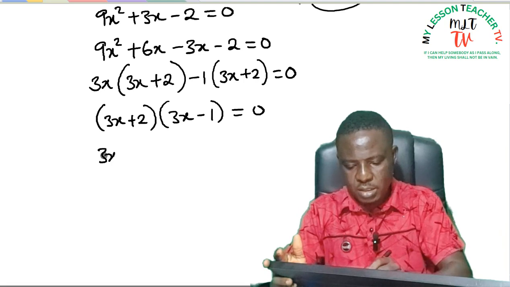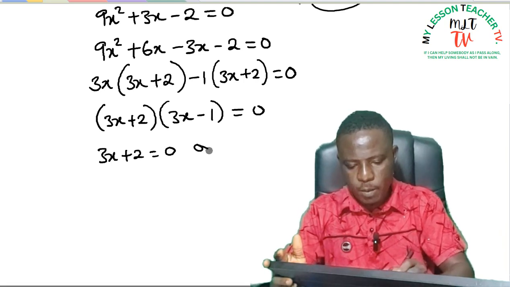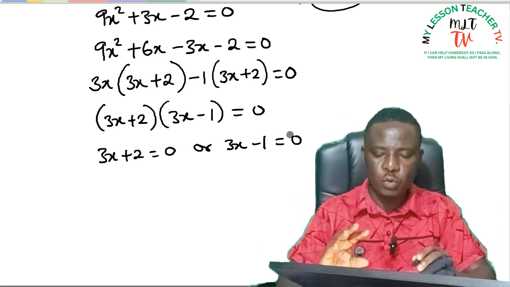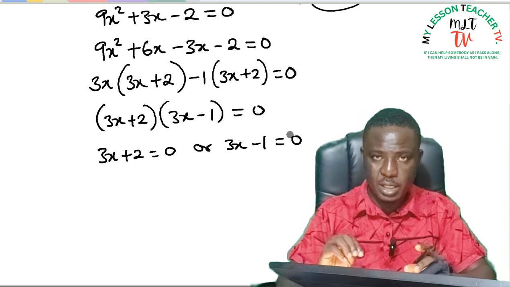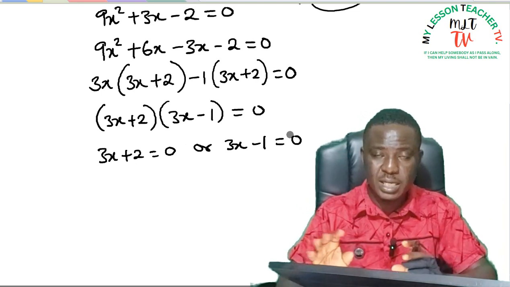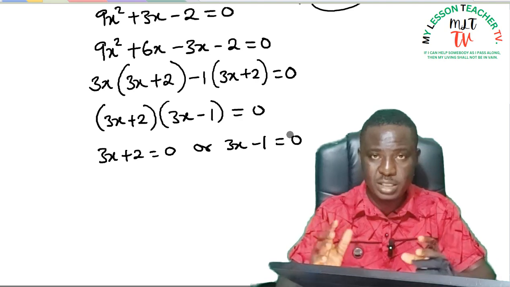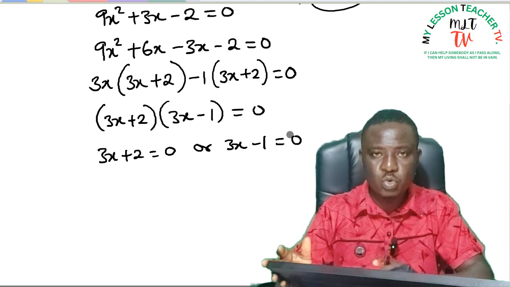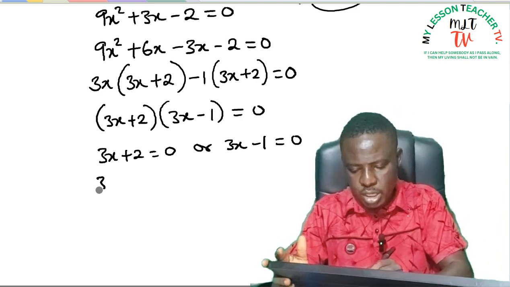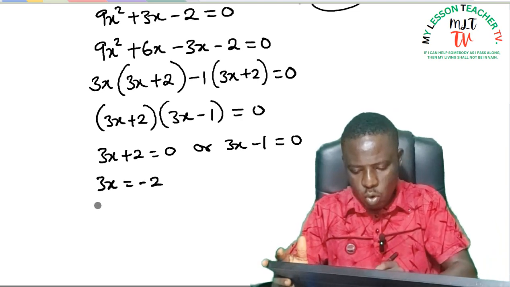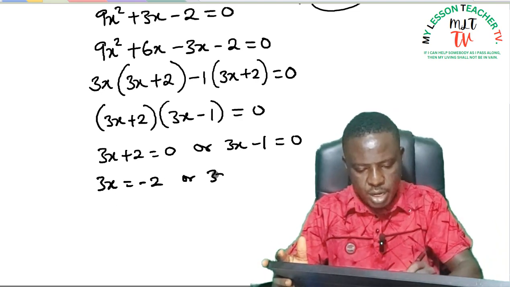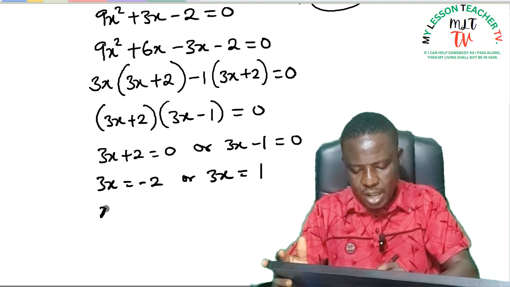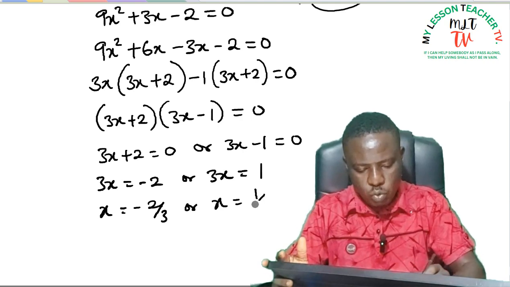So it therefore means that 3x plus 2 is equal to 0, or 3x minus 1 is equal to 0. When you multiply two expressions together to be equal to 0, it therefore means that either of the two is equal to 0, or both of them are zeros. So that's why we have it like this, which gives us two linear equations. So this becomes 3x is equal to minus 2, or 3x is equal to 1. We have it that x is equal to minus 2 over 3, or x is equal to 1 over 3.